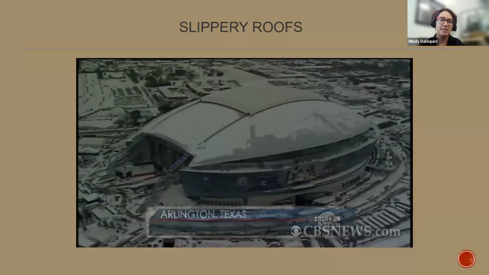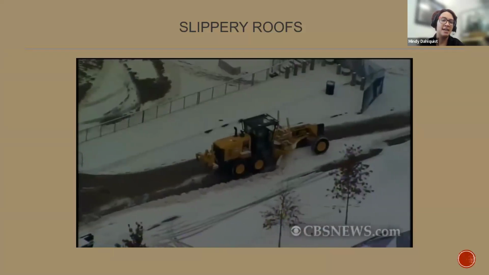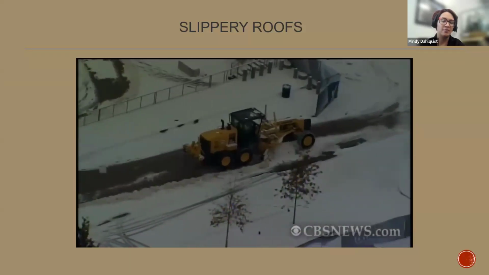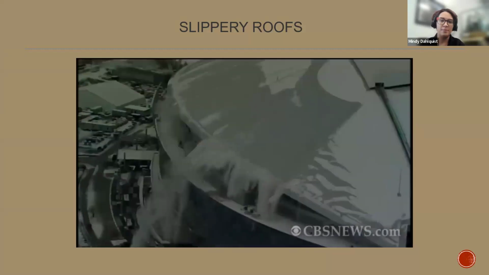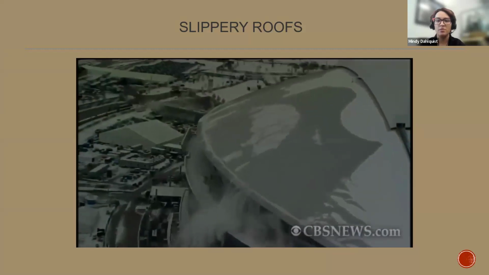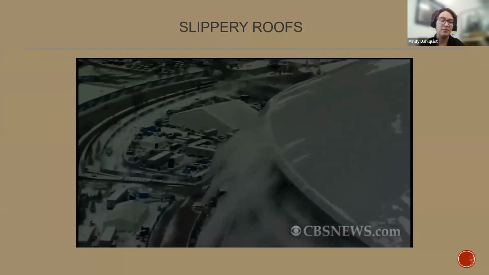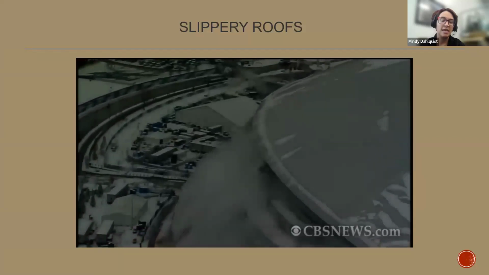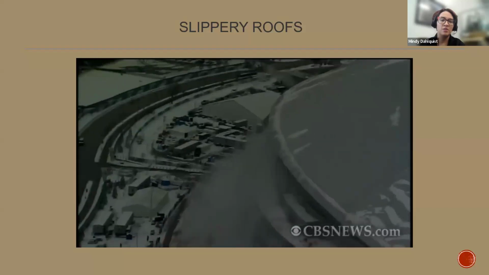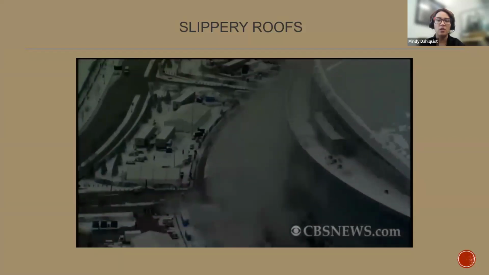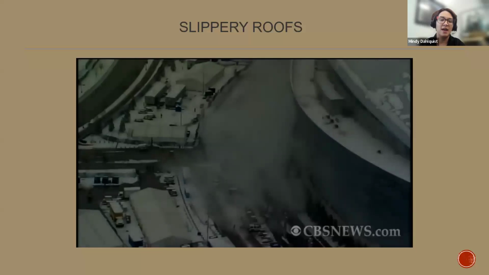This is the Dallas, Texas Stadium. It is game day, and they got a little skiff of snow. They don't have equipment on hand oftentimes to handle those kinds of snowstorms, so they are using a grader to get the snow off the parking lot. This skiff of snow that slid off the roof did hit 6 people. Those 6 people filed a lawsuit, and they did win that lawsuit.